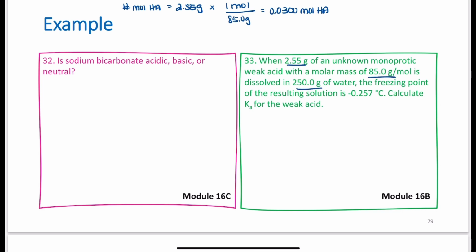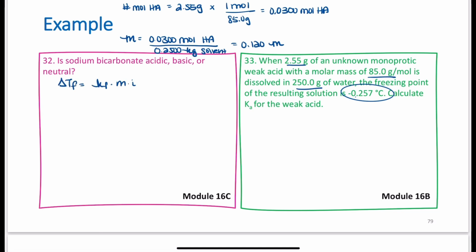I've dissolved it in 250 grams of water. Okay, so I can find the molality. 0.0300 moles of HA divided by 0.2500 kilograms of solvent or water, whichever you want to write, gives me a 0.120 molal solution. I know the molality. I'm told that the solution freezes at negative 2.57. Okay. Delta TF is equal to KF times M times I.